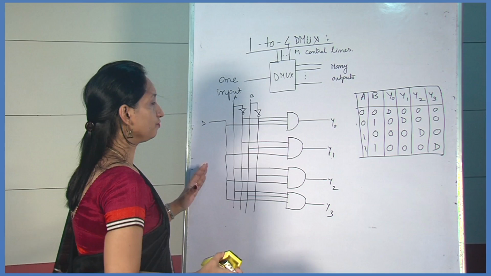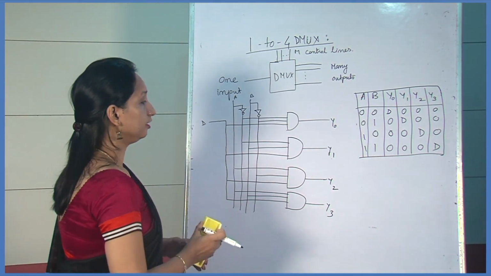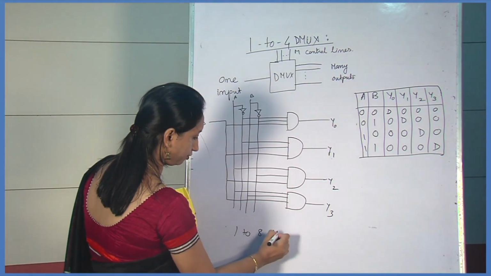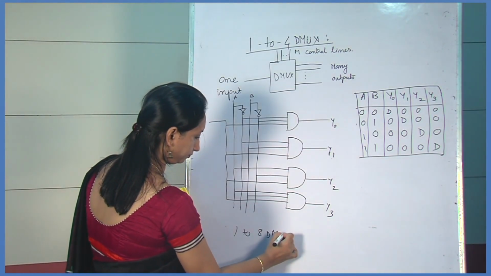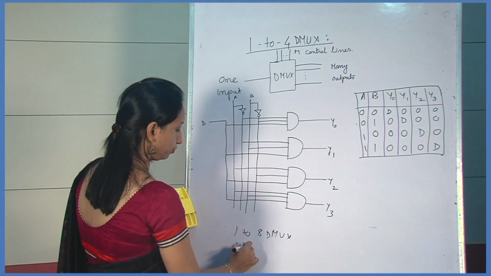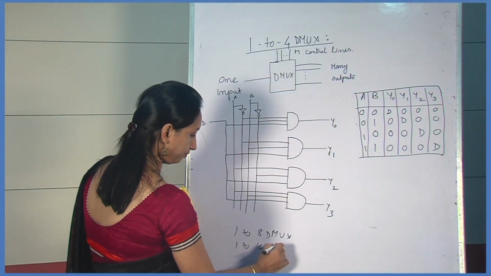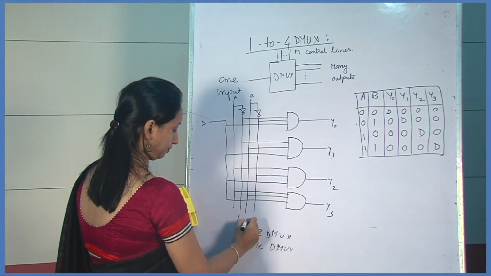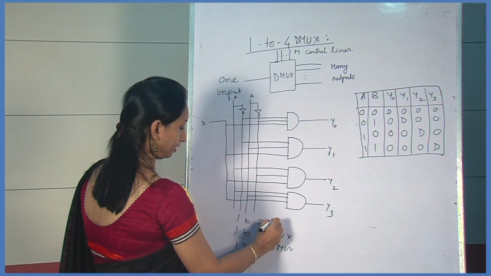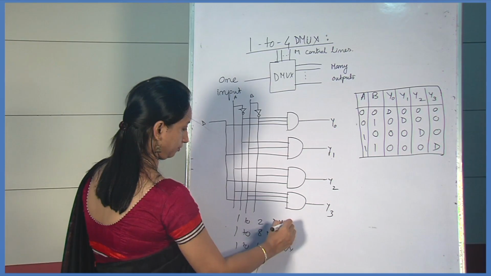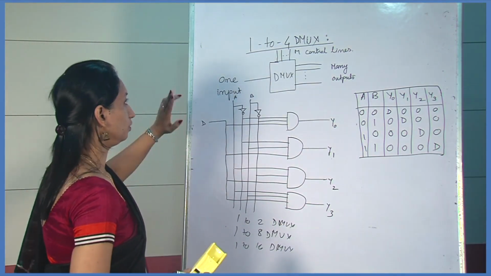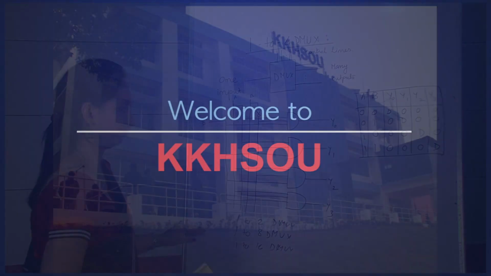Similarly, with the same concept, we can draw the 1 to 8 demultiplexer, or the 1 to 16 demultiplexer, or we can draw the 1 to 2 demultiplexer. So I have shown the 1 to 4 demultiplexer.